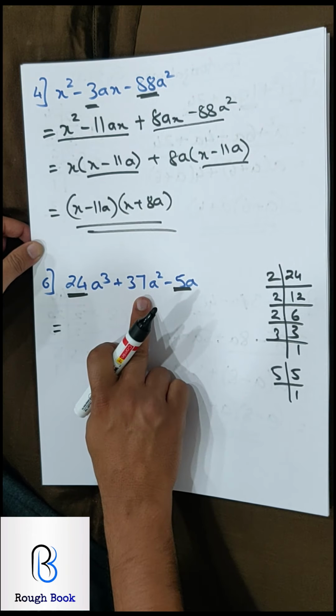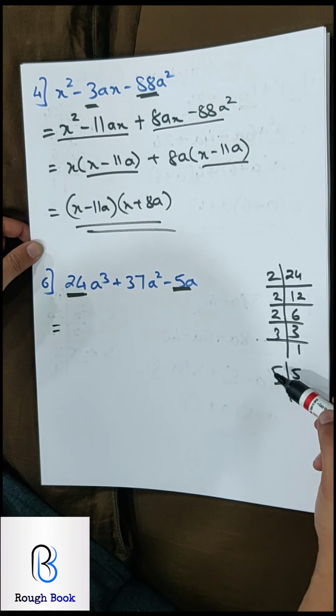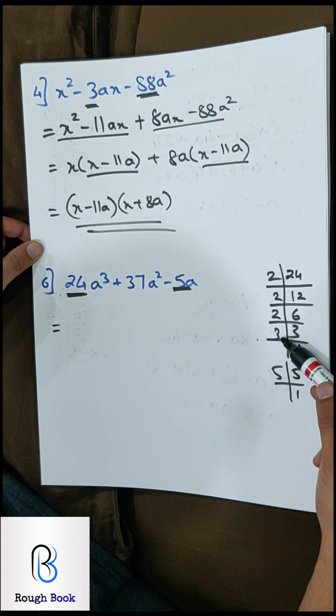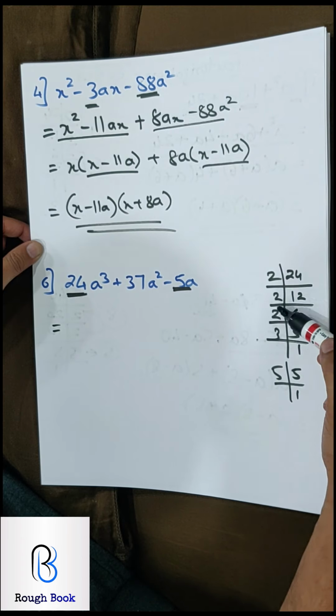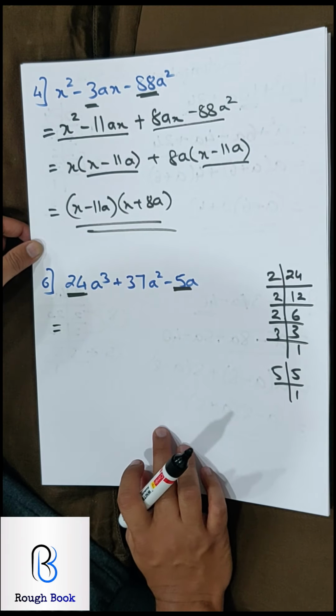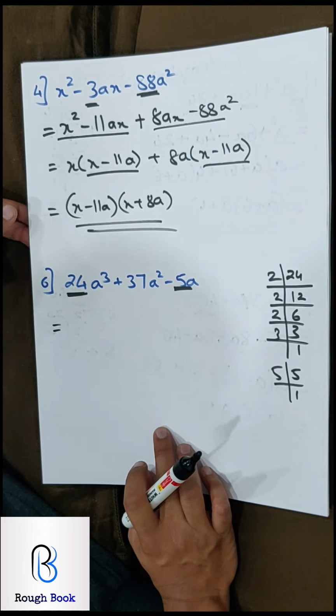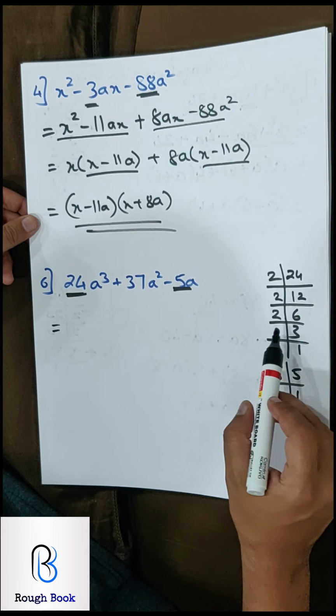It will not help me to reach here. So I'll have to take a different combination. So 5 3s are 15. 15 I keep as one part, and 2 2s are 4, 2 4s are 8. 15 and 8. That also is not giving me 37. So this seems to be a tricky question. Let's take a different combination.